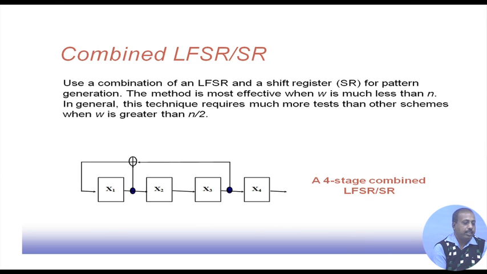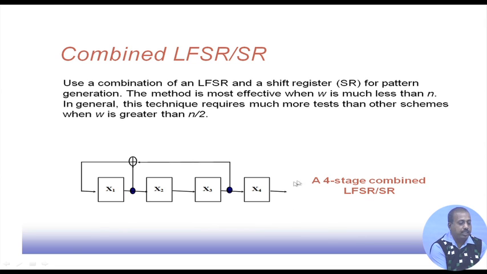Combined LFSR SR. Here, first we have an LFSR, and after that we have some shift stages. This is a 3 stage LFSR: x1, x2, x3. After that, as a 4th stage, we have added another flip flop. So at x4 you will get a shifted version of x3. That may be sufficient in many cases. So this uses a combination of an LFSR and a shift register for pattern generation.